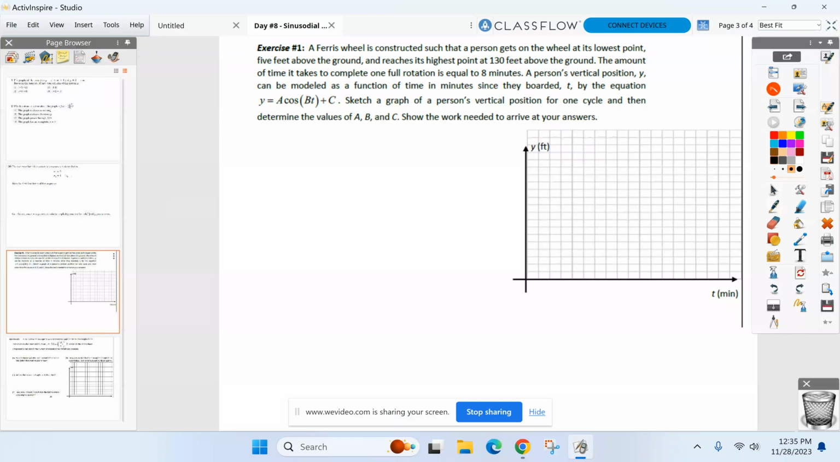I got numbers here. I talked yesterday. Make sure you know what the numbers represent. I got a 130 here. The number's not there, but it's written in words. I got 5 feet here, and then I got 8 minutes here. They all mean something, and I have to use them. I'll give you a second to read through, then I'll start calling on people.